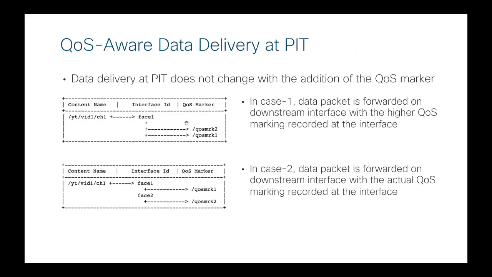The PID entry in the QoS marker depends on which interface it was received on. In case one, if the data packet was forwarded on the downstream interface with the highest QoS marking recorded at the interface, then the data packet will go back to the downstream router using the higher QoS marker. In case two, if the data packet is forwarded on the downstream interface with the actual QoS marking recorded at each interface, this is the case where the same content has two different entries. And this is where the relaxation of bit aggregation that I talked about in the previous slide comes in.